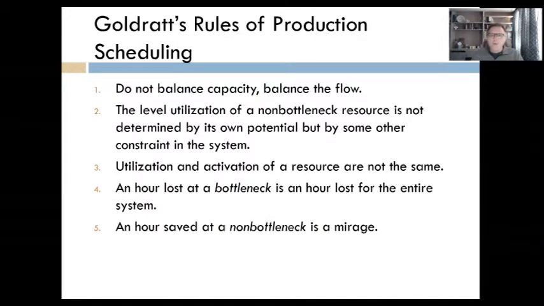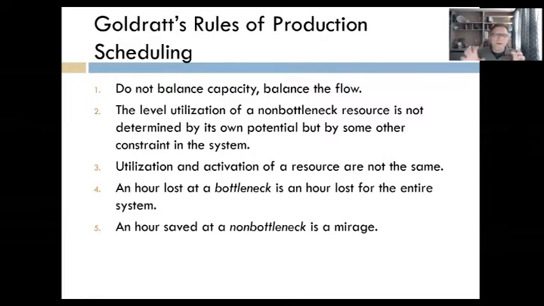Okay, Goldratt's rules of production scheduling. There are a number of them here. We're not going to hit them all. I'm just going to show them to you. This is not about capacity. You're not balancing capacity in the process. You're balancing the flow. You want to get throughput going through your process. This is not about making sure each step has equal capacity. It's all about flow. The level of utilization of a non-bottleneck resource is not determined by its own potential, but by some other constraint in the system.